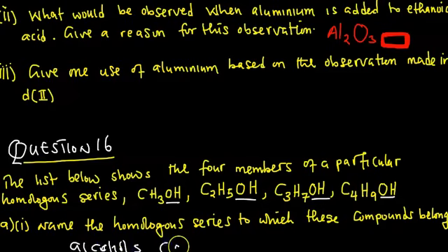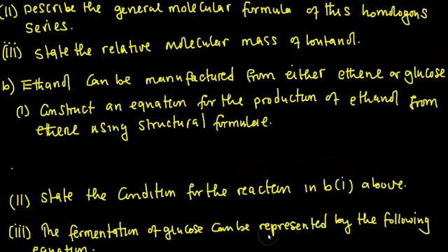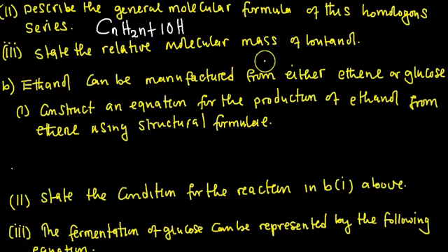Alcohols or alkanols. That is where they belong, just by looking at their functional group. Describe the general molecular formula of the homologous series. The general molecular formula is CnH2n+1OH. You've seen it. The questions are just coming as a repetition of what we've already looked at.